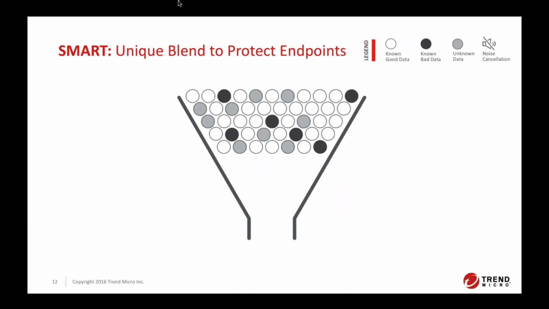So again, that unique blend of techniques that I mentioned earlier. If you're looking at the legend at the top, it differentiates between white, black, and grey. Grey are the unknowns, white are what we know is good, and black is what we know is bad. Think of this funnel as all threats that are coming into your infrastructure, coming into an endpoint or whatever way it may enter the infrastructure.